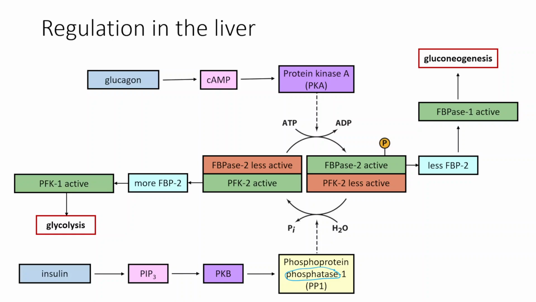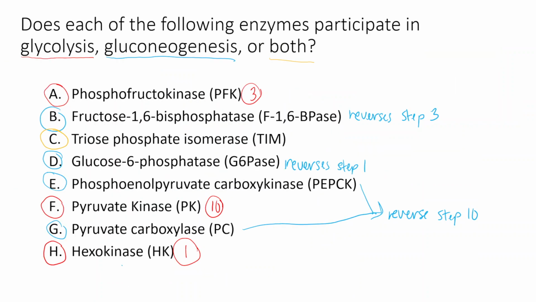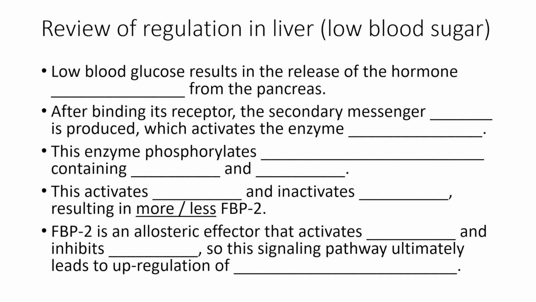Okay, so now that we know this, let's try to fill in the blanks in that paragraph. So let's start with low blood sugar. If there's low blood glucose, which hormone is going to get released from the pancreas? Yeah, glucagon. Glucagon is going to bind to its receptor, and it's going to make eventually which secondary messenger? Yeah, cyclic AMP.